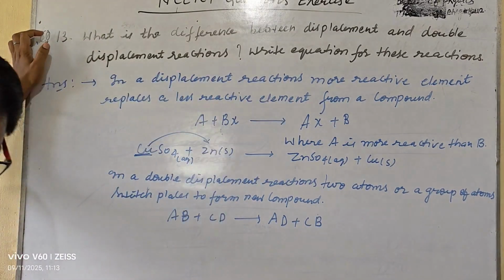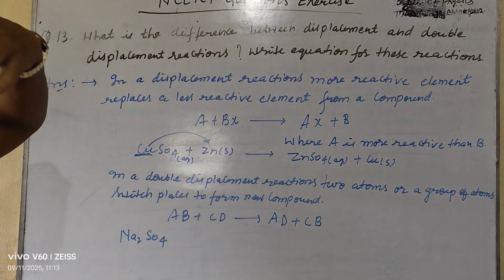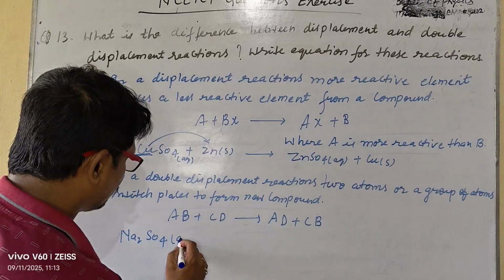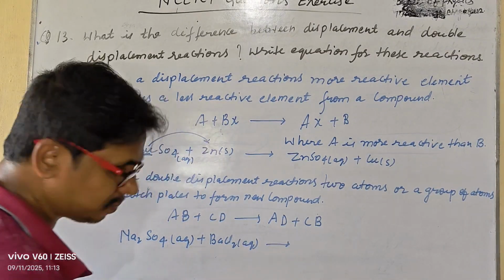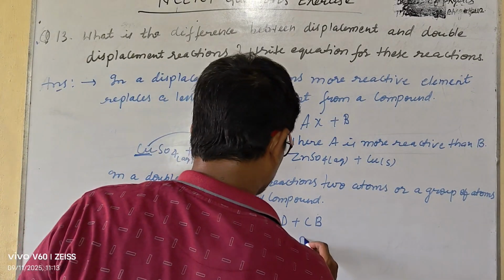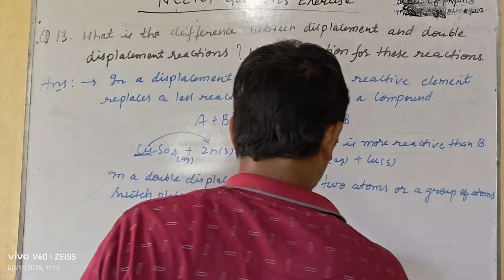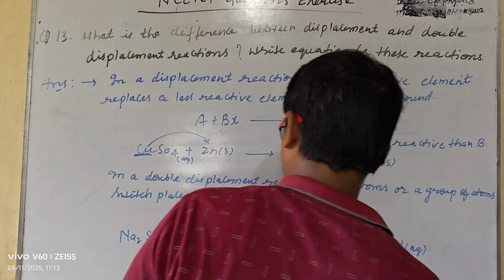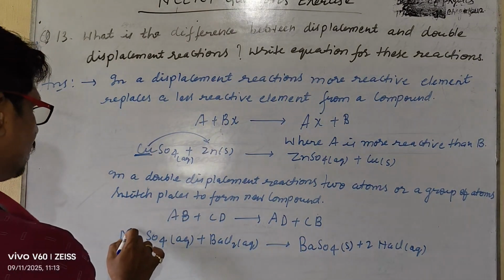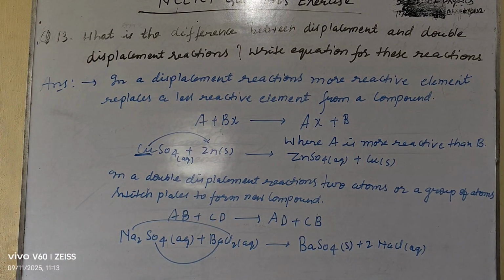You will see the reaction: Na2SO4, sodium sulfate aqueous, plus barium chloride aqueous, gives you BaSO4, which is in the form of solid, plus 2 NaCl aqueous. So they switch places. Na goes to Cl, and SO4 goes to Ba. So this is all about the difference between displacement and double displacement reactions.